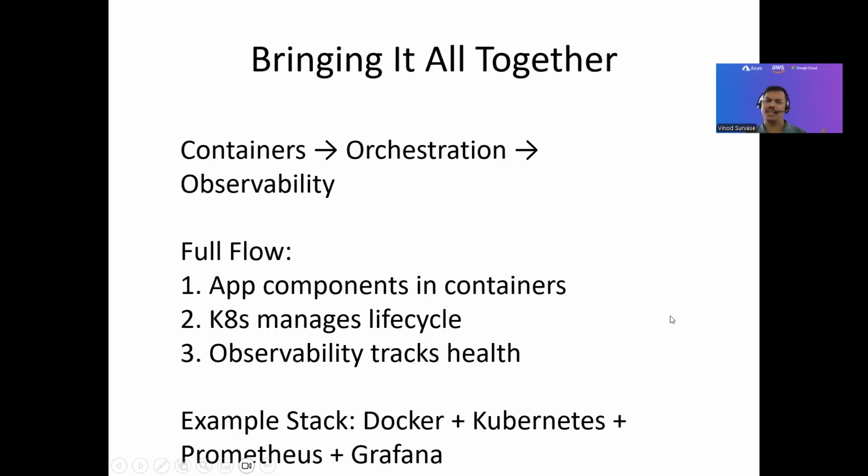And bringing it all together, so starting from containers, orchestration, and then observability, right? So full flow of the application components in containers, right? And then Kubernetes manages the whole life cycle, and observability tracks the health of the whole system, right? To make sure those are up and running, those are working as expected, and we can take the actions.